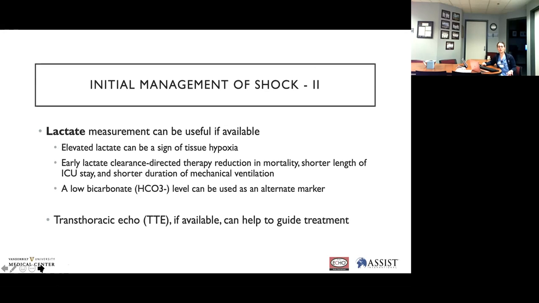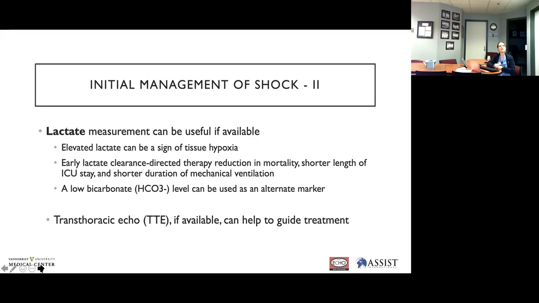If you can't measure lactate, and this is not a lab that you routinely are able to get, a bicarbonate level on a metabolic panel can be used as an alternate marker, and that can be trended just like a lactate. Additionally, if you have a transthoracic echo available, this can be helpful. Even basic transthoracic views like a parasternal short and long view, and an apical four-chamber view can help you to guide treatment and compare echo views at different times in the patient's resuscitation.